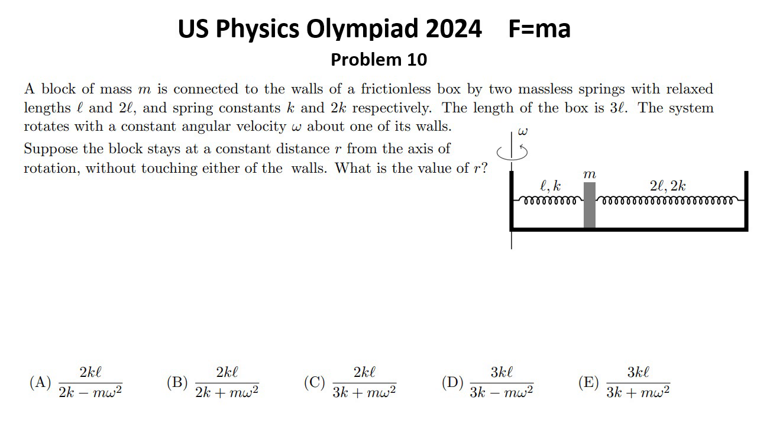Suppose the block stays at a constant distance r from the axis of rotation, without touching either of the walls. What is the value of r?